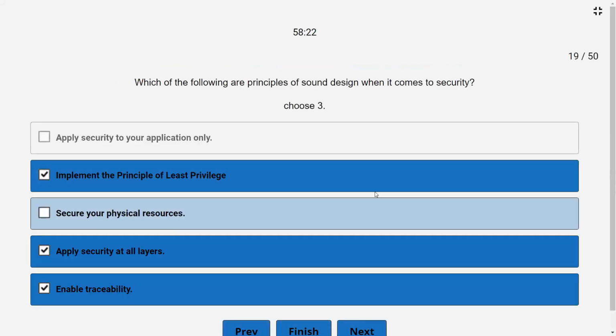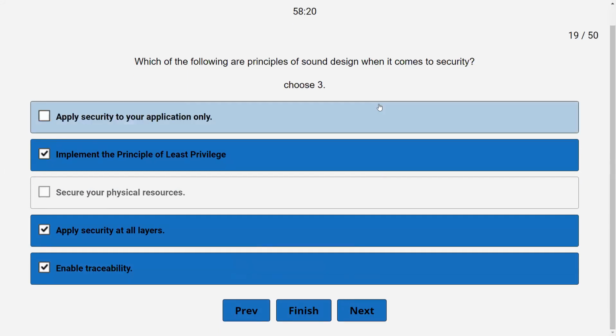Okay, you don't understand. So we are looking at security, as far as security is concerned. Yes, you can have the principle of sound design as far as reliability is concerned, as far as cost optimization is concerned, but this one, we are looking at security. So in terms of security, what do we do?